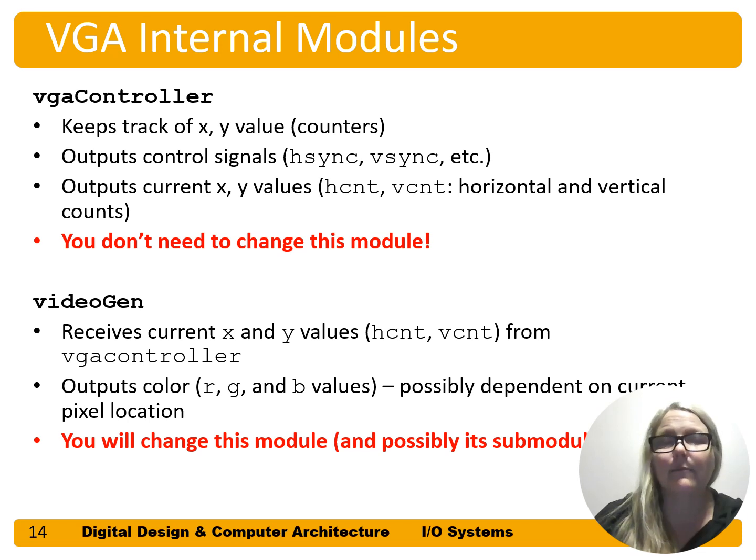So note that in that module, VGA controller, the X and Y values are called H count and V count for horizontal count and vertical count. Video gen stands for video generator, and it receives the current X and Y values, H count and V count, and then outputs the colors R, G, and B, possibly dependent on the current pixel location. So in other words, the current X and Y values. So that is the module you will change. So VideoGen is the module you will change, and possibly its submodules that support it.